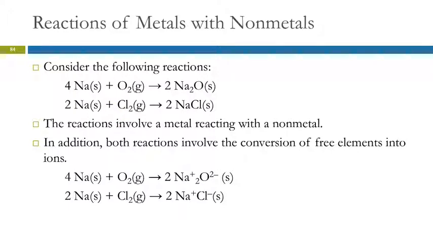So these are metals and nonmetals, but we also have the conversion of free elements into ions. So the sodium atoms lose an electron. They give the electron to oxygen. The oxygen gains an electron. So then we have sodium cations, oxygen anions. And the same thing will happen with sodium and chlorine. The sodium will transfer an electron to the chlorine, forming positive and negative ions. It's a transfer of electrons. Any questions?